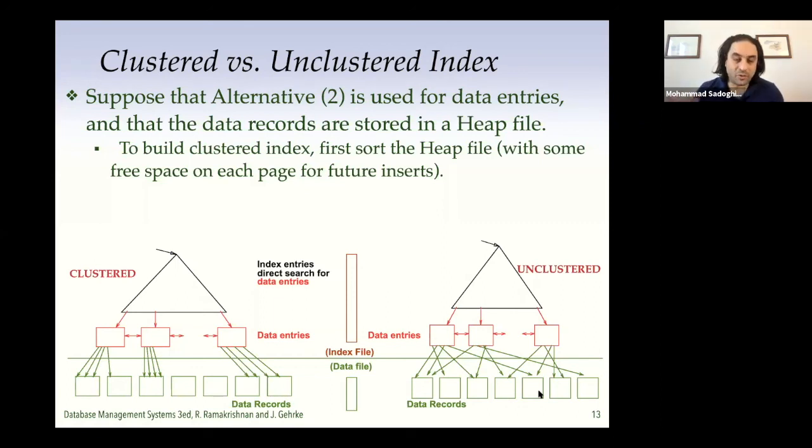So typically, your data file is going to be sorted in one order. That means only one of your indexes could be clustered, unless you maintain multiple copies of the data. If you only have one copy of the data, it's going to be sorted in one way. And if you have an index on the sort entry, then that index will be clustered.